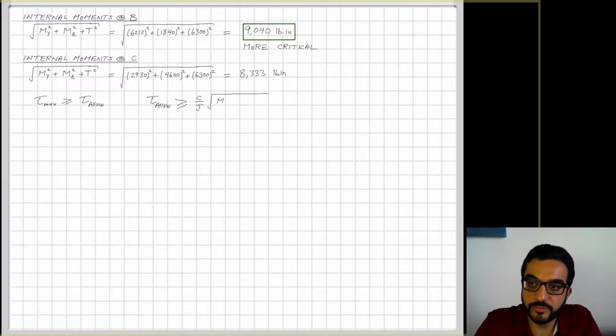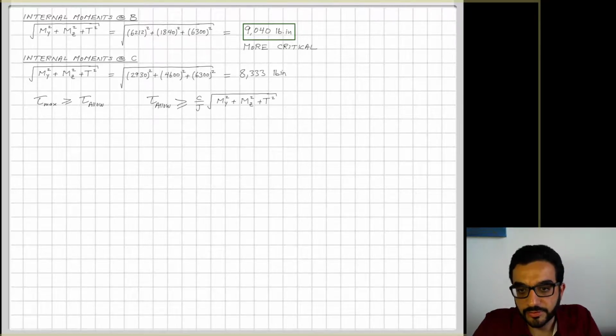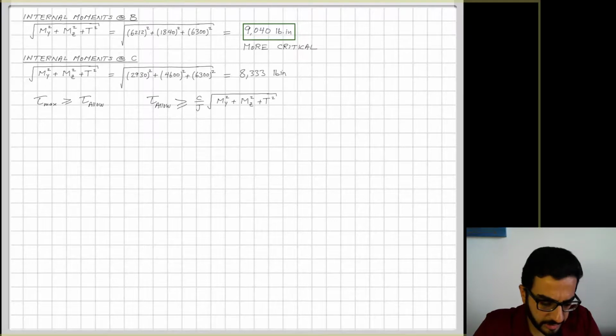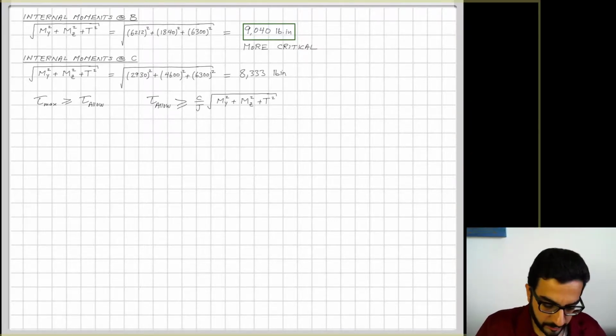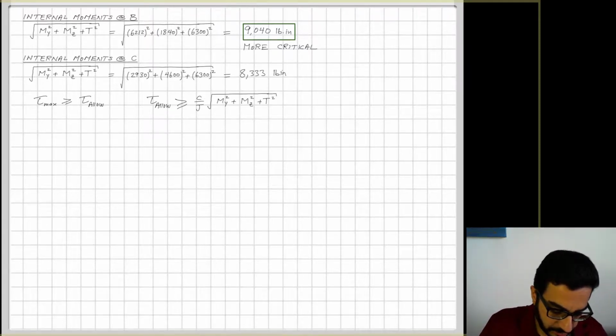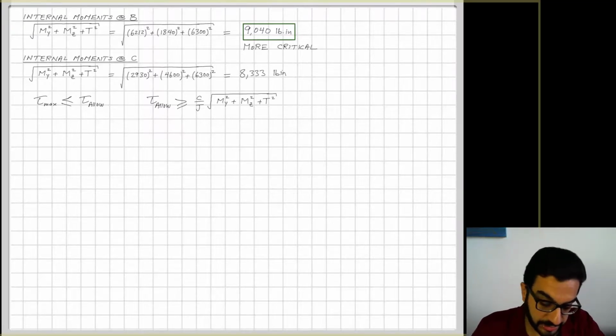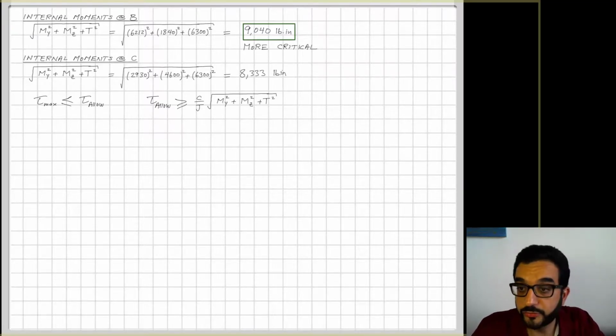So tau max resulting from this resultant moment should be less than tau allow. Again, that's another typo here, I will fix it. So tau max should be less than or equal to tau allow, which means tau allow is more than or equal to Mc over J.